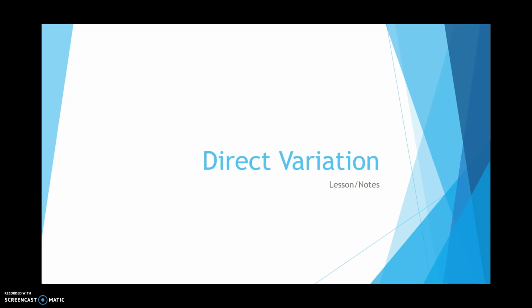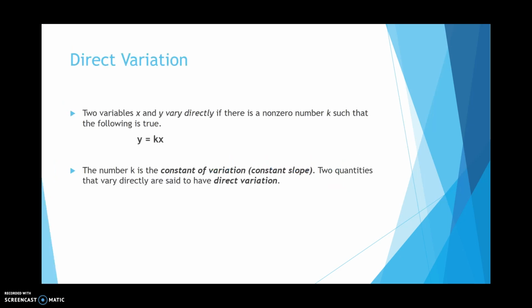So with direct variation, there is a formula we're working with here. It's y equals k times x. And what we're really trying to find here is k. And k is what we call the constant. It's a constant number.